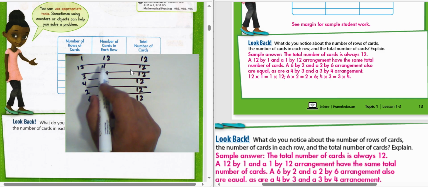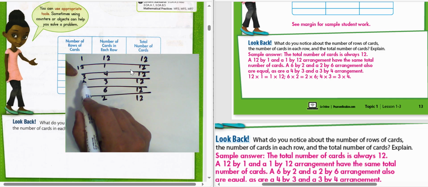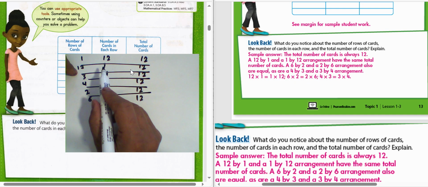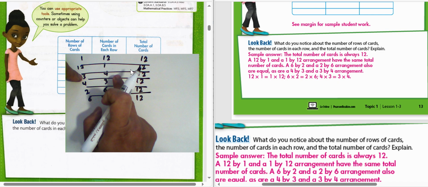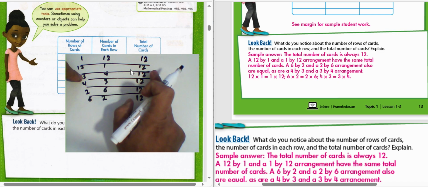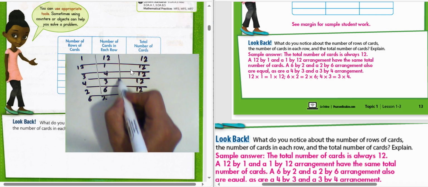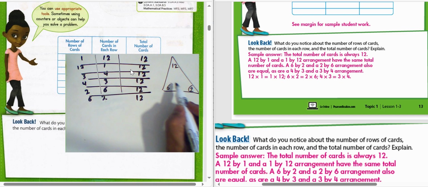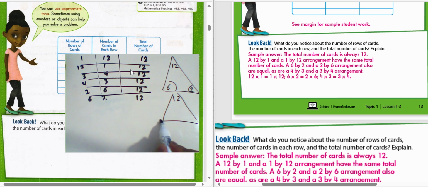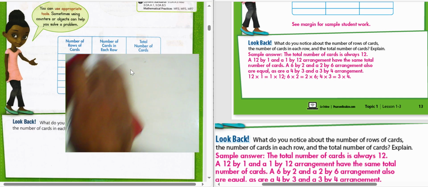We have 1 row containing 12 cards, or 12 rows, each row containing 1 card. Or you can write 3 as the number of rows, and the number of cards in each row we can write 4. The total number will be 12. So you must know this fact family about 12. 12 equals 2 times 6, or 12 we can write here 3 times 4. Okay, or you can write 12 equals 1 times 12. Okay, understood?